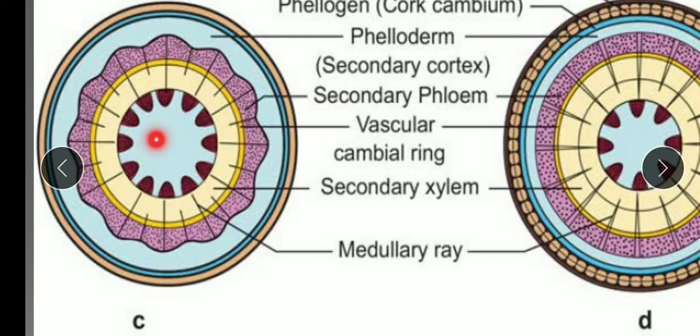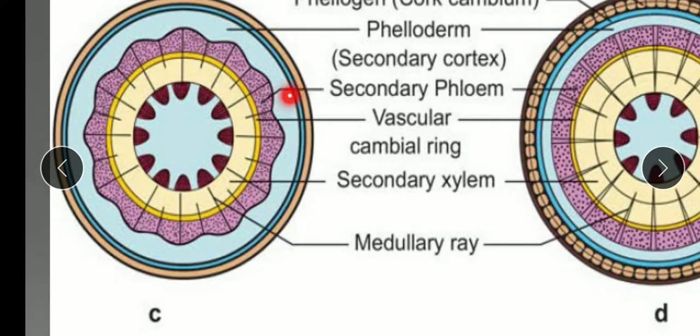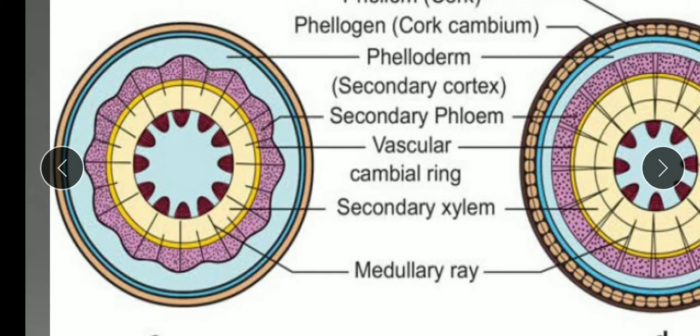The cells which are formed towards the pith, you can see this is the center, the cells formed by the cambium ring towards the pith form the secondary xylem. So you can see this is the secondary phloem, outside of the cambium ring, and on the inner side of the cambium ring the secondary xylem is formed, and more cells are added towards the periphery. Understood?